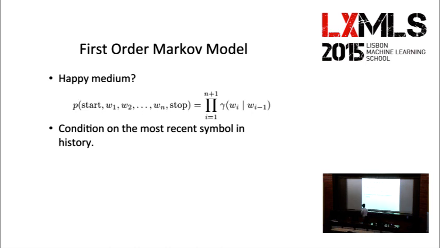So you're just going to condition on the most recent word in the history each time. And so your model looks like this. You've got a product over all the words of the word at position i, given the word at position i minus 1, the previous word.